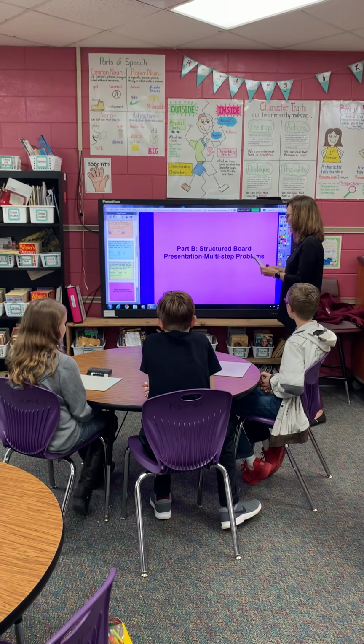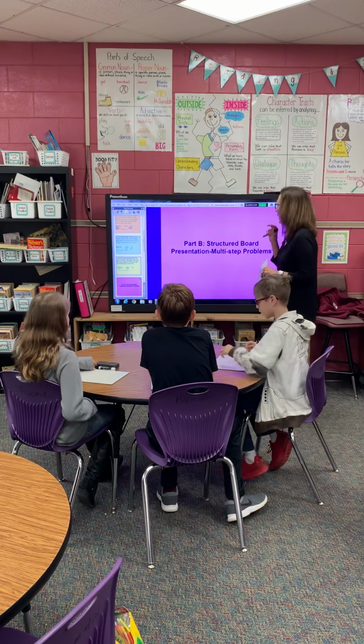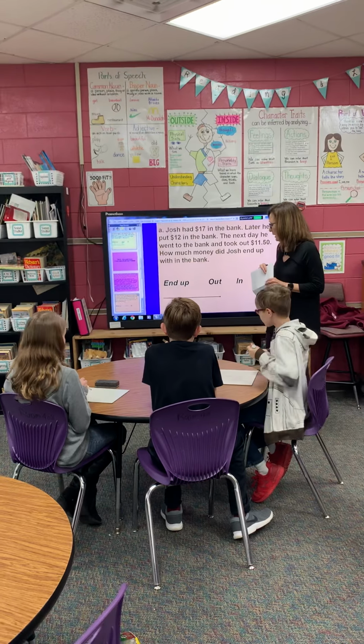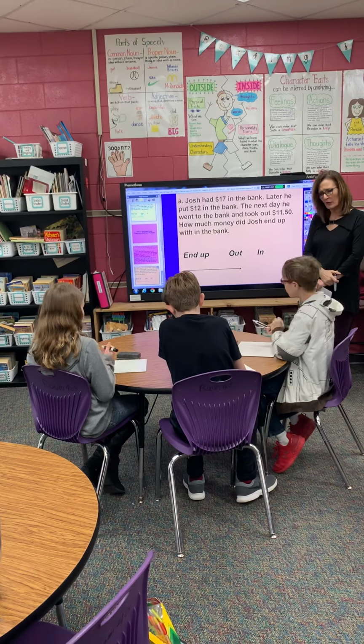Okay, now in the next 3 problems, you're going to use your whiteboards. But all you're going to write for each of the 3 problems is the little diagram: end up, out, and in. Go ahead and write your first one, please.